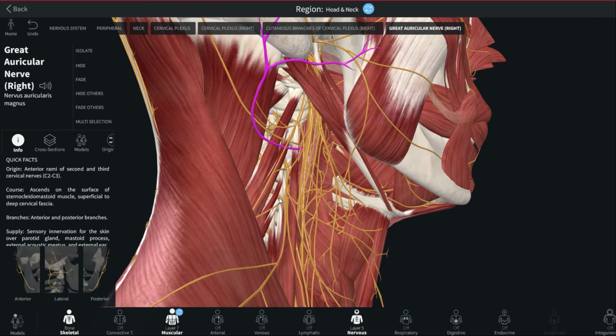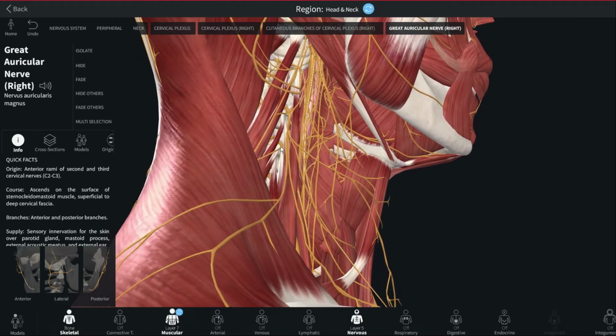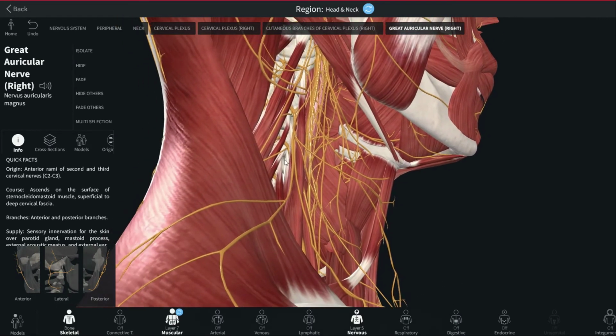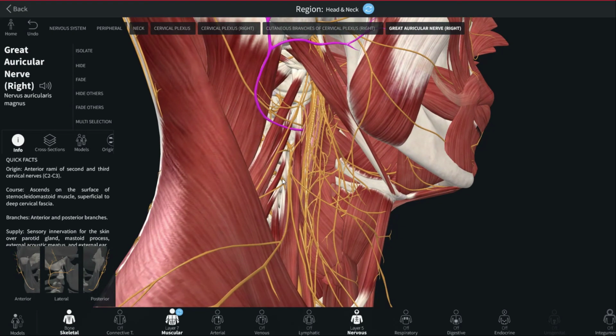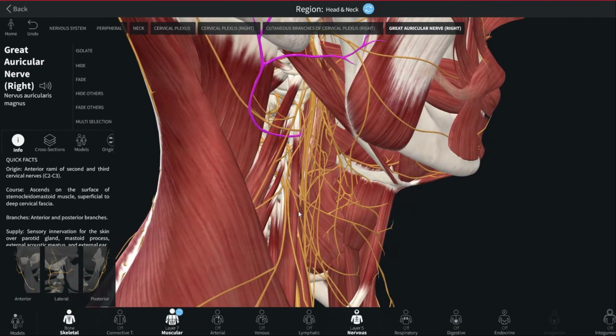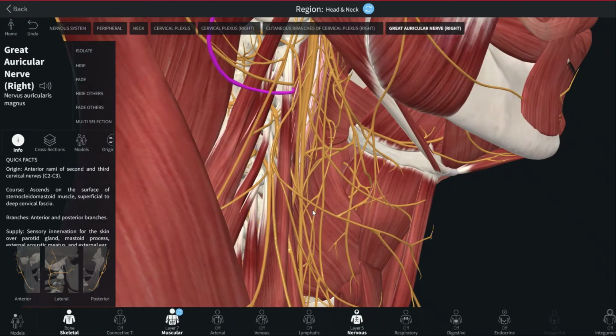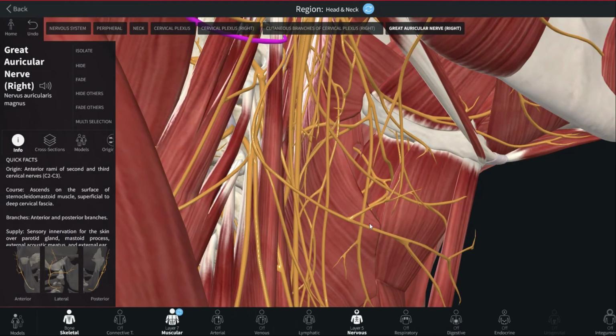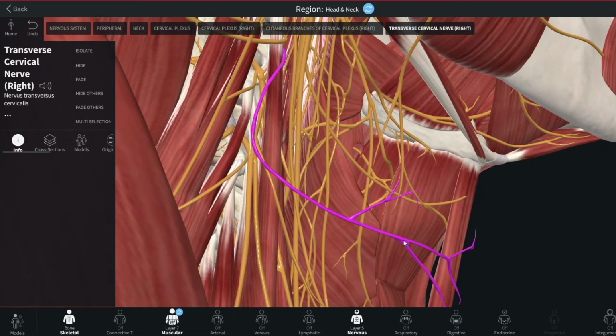So how do we locate the transverse cervical? Transverse and cervical, these are the two words that you should look for. What nerve here is transverse and going to the cervical region? This one over here. Let's see if this is the transverse cervical nerve. And yes, it is. Voila.